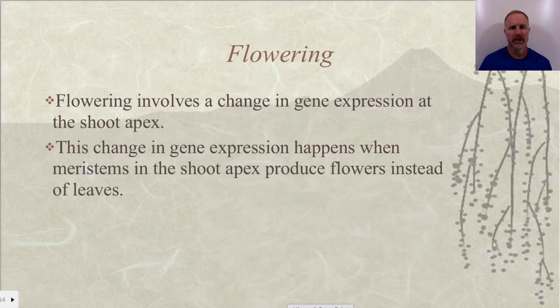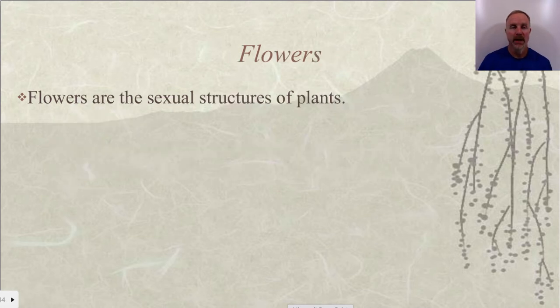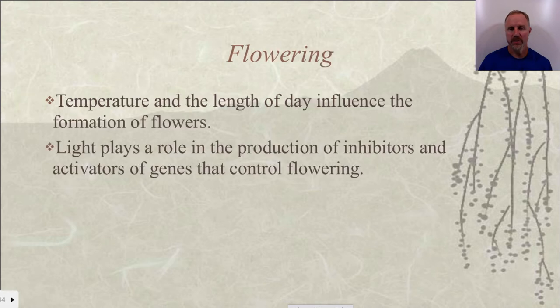So flowering involves the change in gene expression at the apex of the shoot. Instead of producing leaves like they would normally at the apex in that meristematic tissue, they're going to produce some flowers. And the flowers are, of course, the sexual structures of the plants.